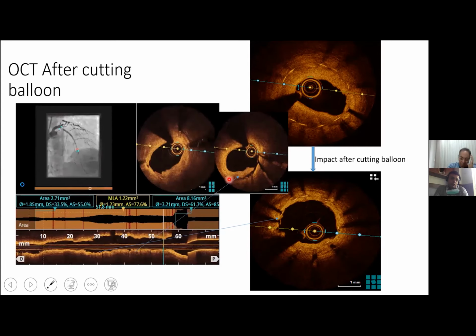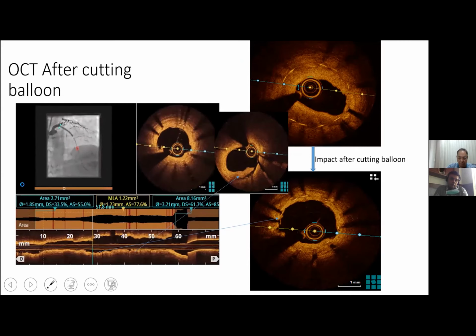The cut plane is well deep and it is touching the earlier stent. Otherwise, you're going to put the stent just over the growth. You are going to further reduce the lumen area, and you are setting up a good recipe for recurrence.